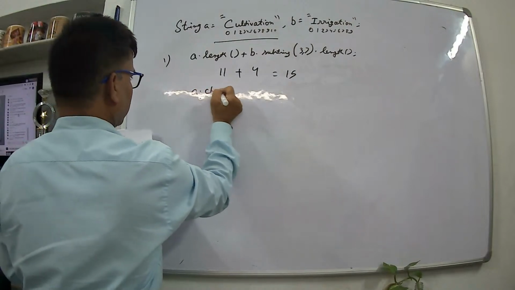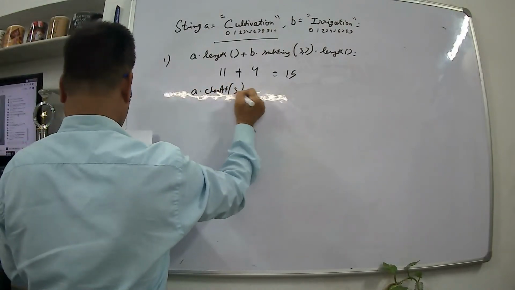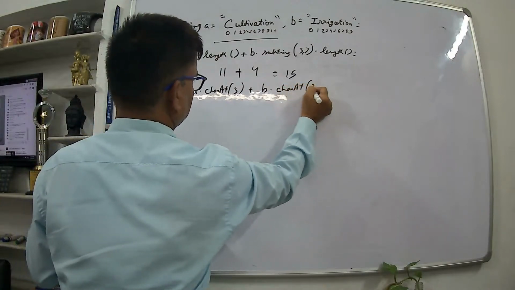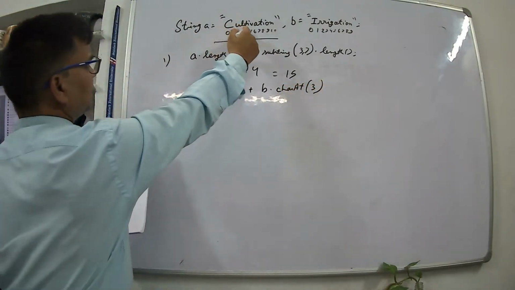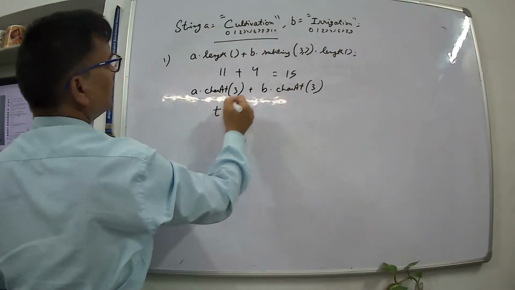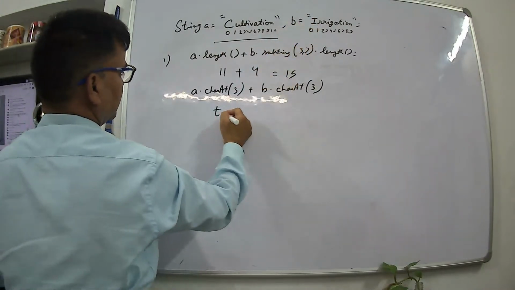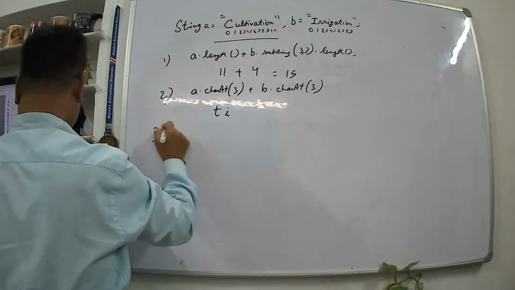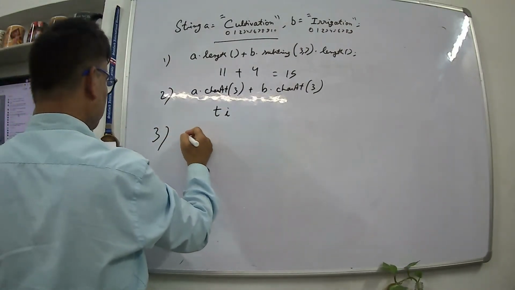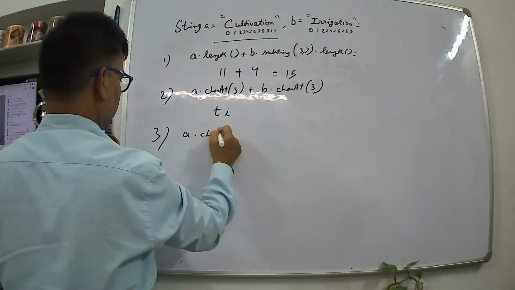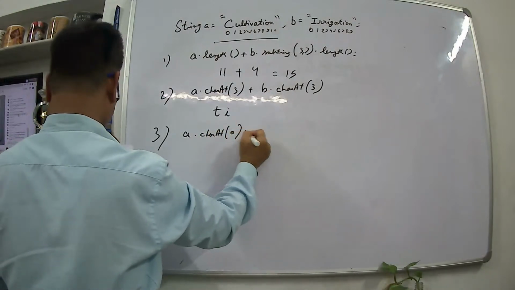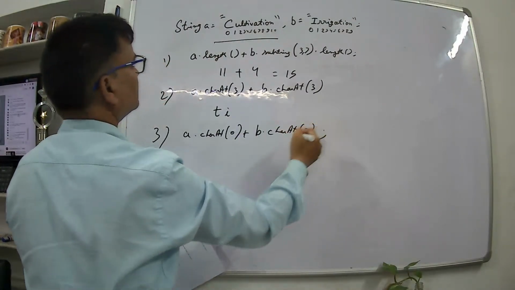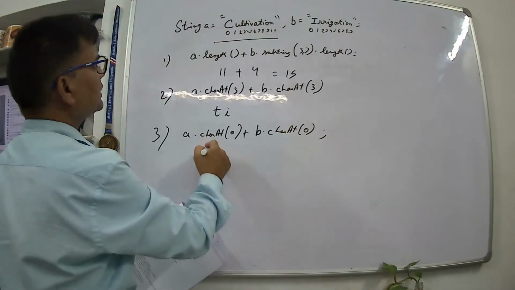a.charAt 3 plus b.charAt 3. a.charAt 3 is how much? T. b.charAt 3 is i. Okay? Number 3. a.charAt 0, a.charAt 0 plus b.charAt. a.charAt 0 is c.